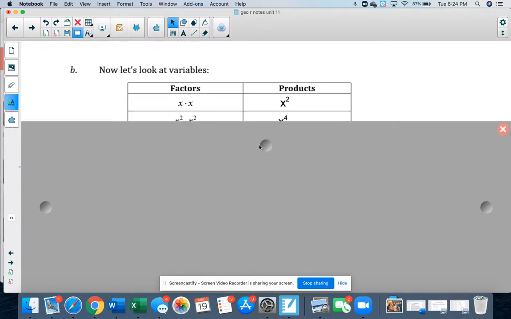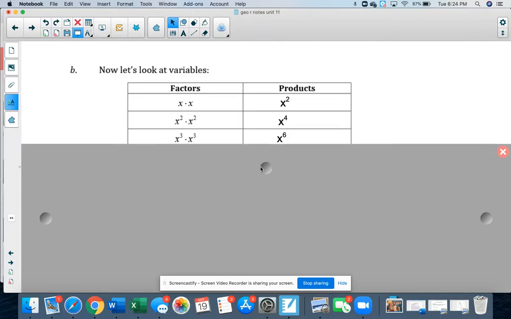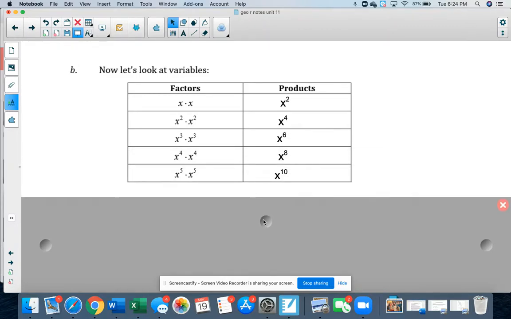Okay, so now that you've tried those, x squared times x squared is x to the 4th. X to the 3rd times x to the 3rd is x to the 6th. X to the 4th times x to the 4th is x to the 8th, and x to the 5th times x to the 5th is x to the 10th.